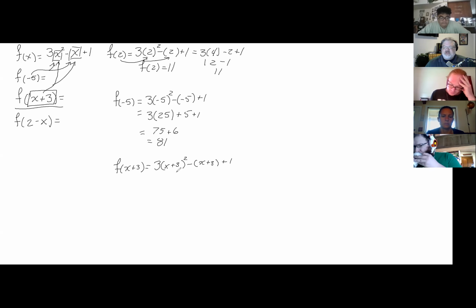So that's still 3 times the value of our independent variable squared minus the value of our independent variable plus 1. With the same function, we're just putting another expression into that function. If you remember function composition, we're essentially doing that here, doing function composition.